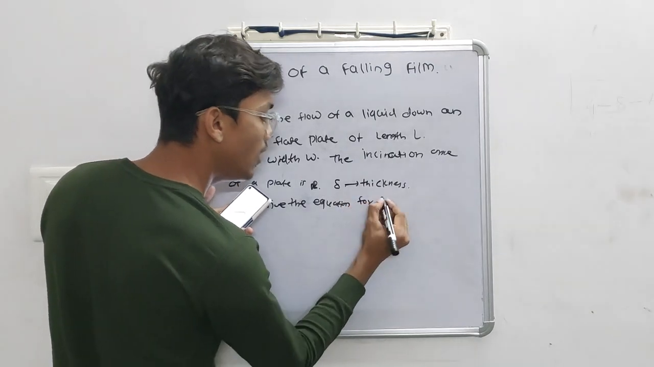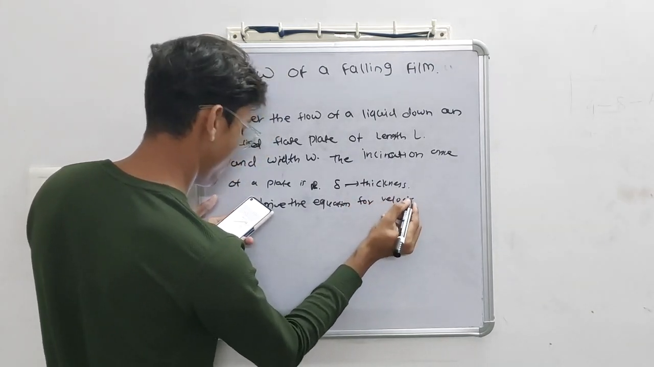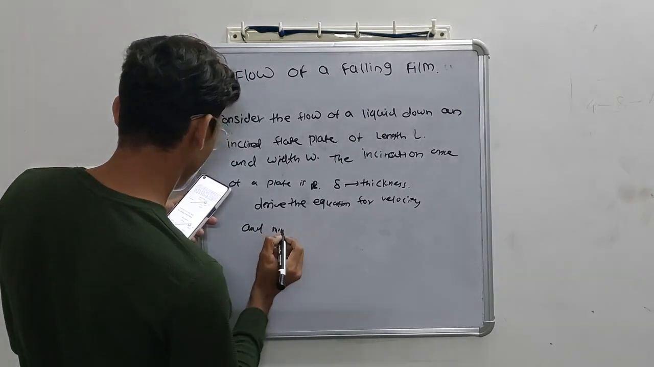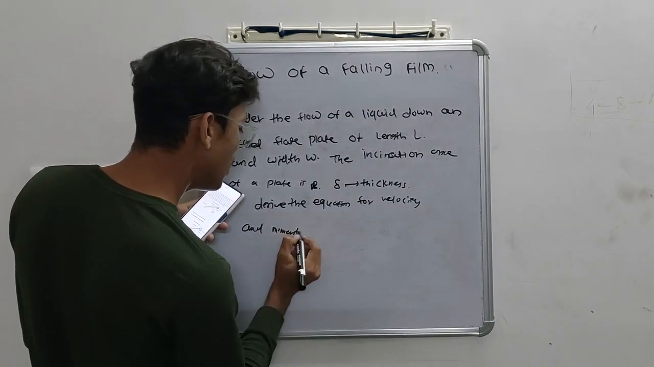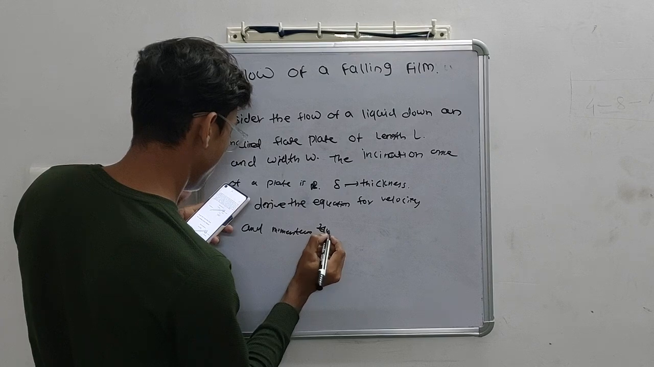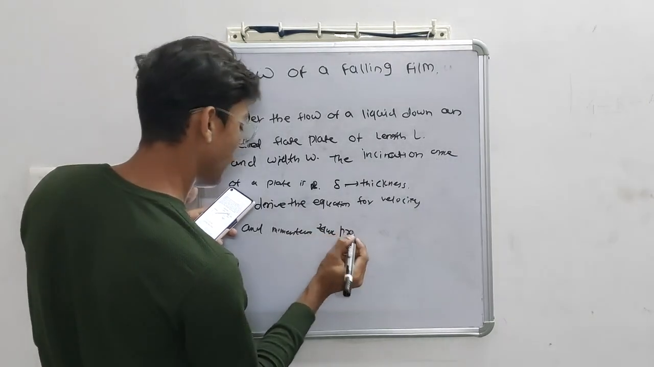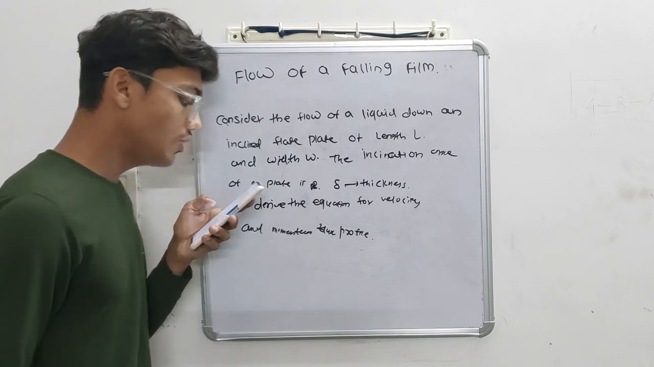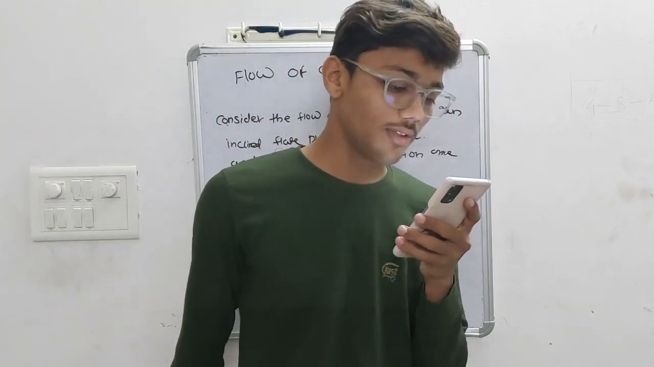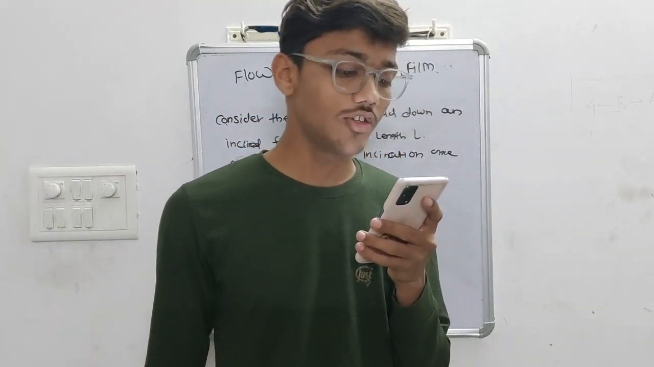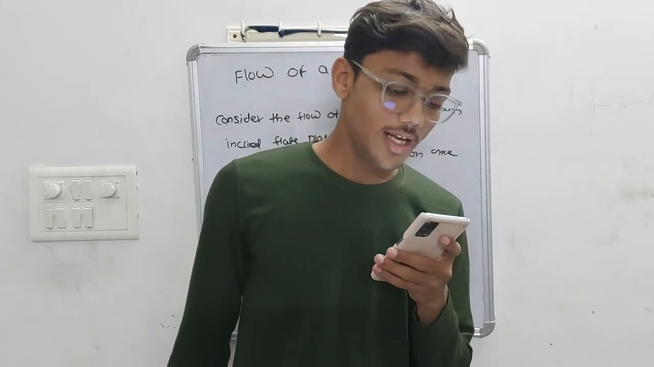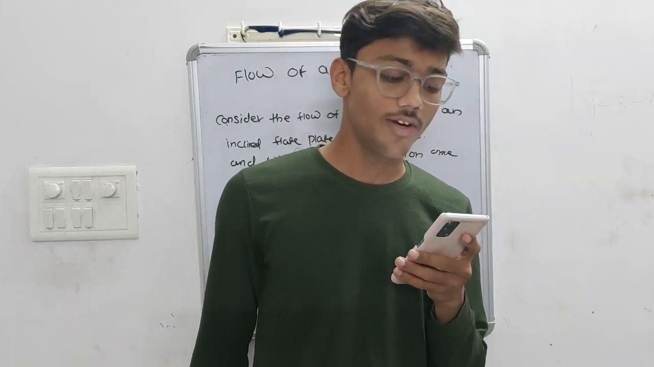For velocity and momentum flux profile. So, assume the liquid density is constant and viscosity is also constant. Neglect all end effects because of disturbance.